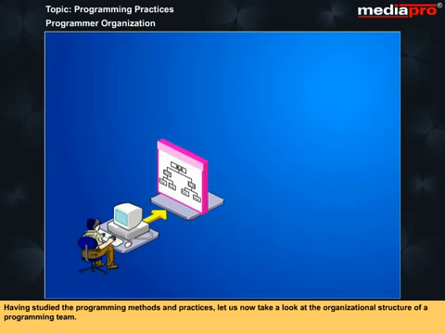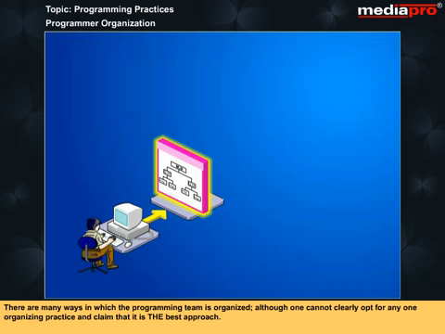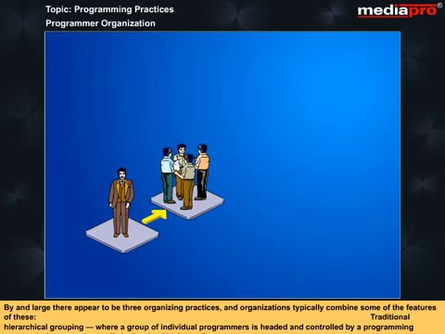Having studied the programming methods and practices, let us now take a look at the organizational structure of a programming team. There are many ways in which the programming team is organized, although one cannot clearly opt for any one organizing practice and claim that it is the best approach. By and large, there appear to be three organizing practices, and organizations typically combine some of the features of these. Traditional hierarchical grouping, where a group of individual programmers is headed and controlled by a programming manager who may not actually be involved in the coding.